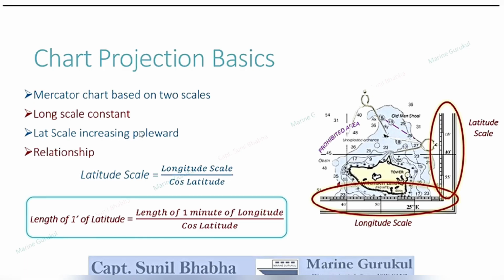Excuse me, sir. Go ahead, beta. Sir, here you told longitude scale will be constant, and the other thing you said, latitude scale increasing towards poleward. But if we see, Earth has a spherical figure, so if we are going towards the pole, it will be decreasing, no, sir? Or am I wrong, sir?